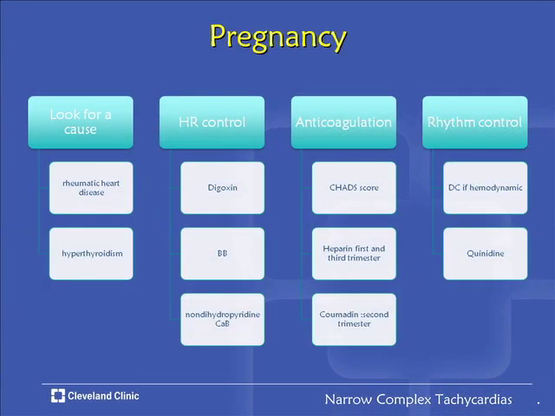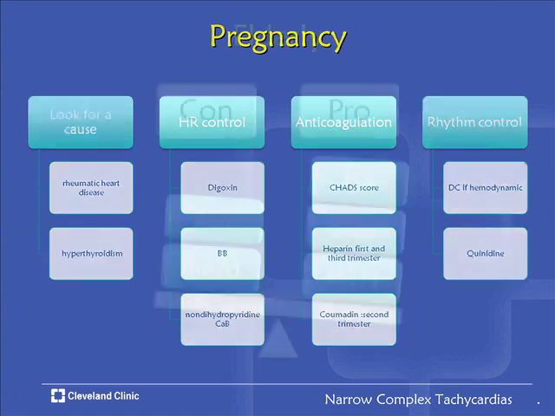Anticoagulation, use the same scores, CHADS2 score. However, in the first and third trimester, use heparin. Second trimester, you can use Coumadin. It's safe to do DC cardioversions in pregnant women. So if they're pregnant and have AFib and they're decompensated, go ahead and give them cardioversion. Antiarrhythmic medications that we've given in pregnant women are usually procainamide and quinidine. The rest is not a wise decision.